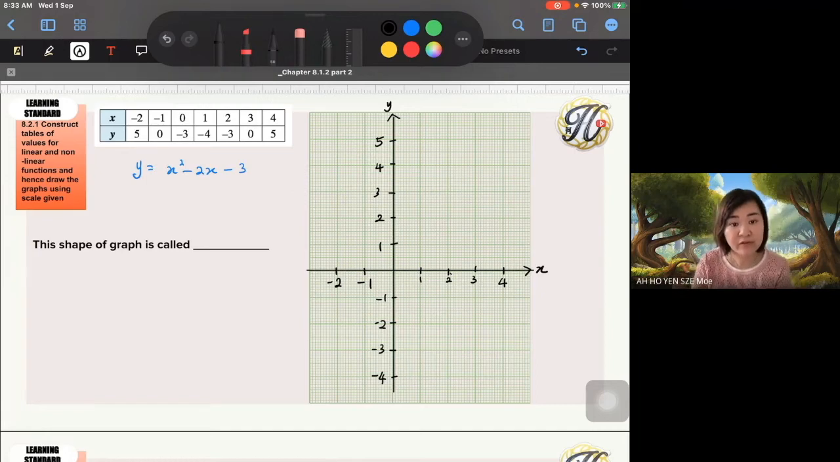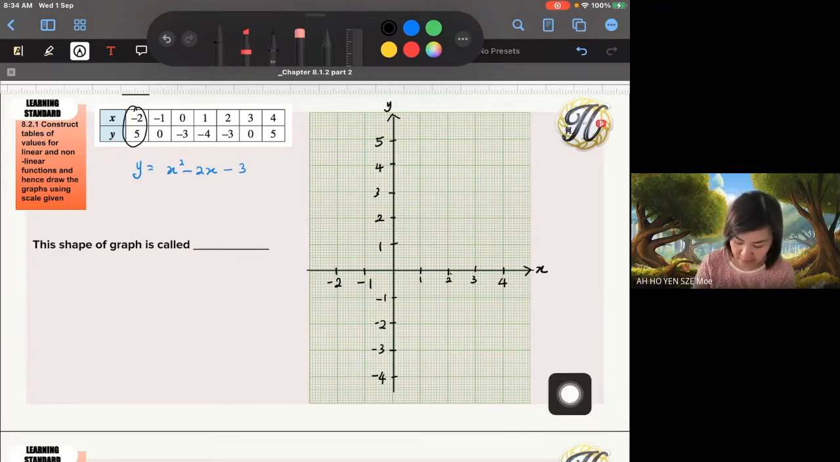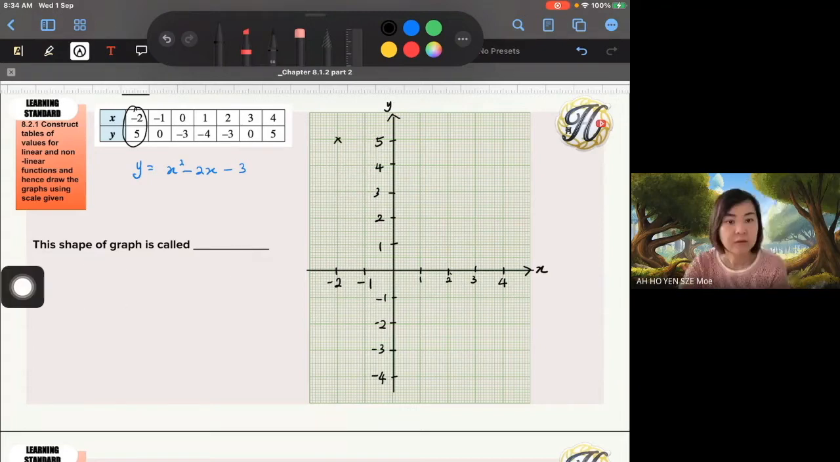So after you have done the second step, draw x and y, the next one, you have to plot. Plot, look one by one. So the x is -2. -2, where is it? -2 is here. Then my y, 5. So plot here. Okay, I'm plotting now. Listen carefully, then follow. Then after this, you are going to do your exercise.